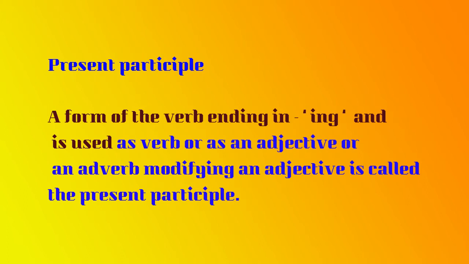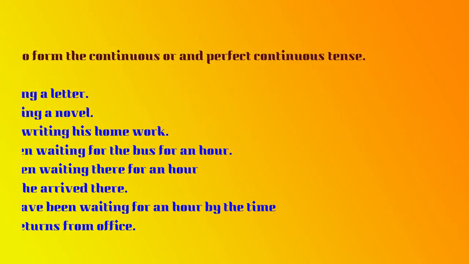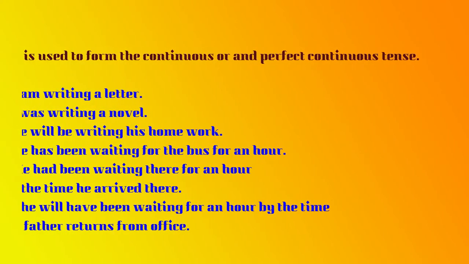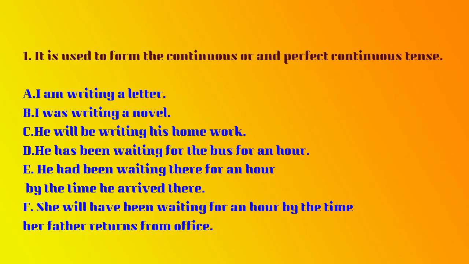The first and foremost function of the present participle, as you all know because you have already learned the tenses, is that it is used to form the continuous or perfect continuous tense. We use present participles in the present continuous, perfect continuous or past perfect continuous tense. Now let's see some examples.